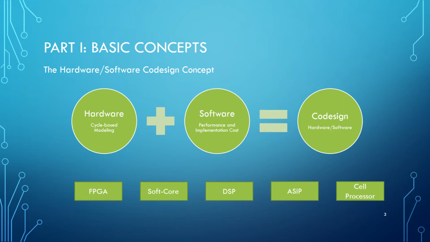We can summarize that the hardware-software co-design is the partitioning and design of an application in terms of fixed and flexible components, where the fixed components are the hardware components and the flexible components are the software components.